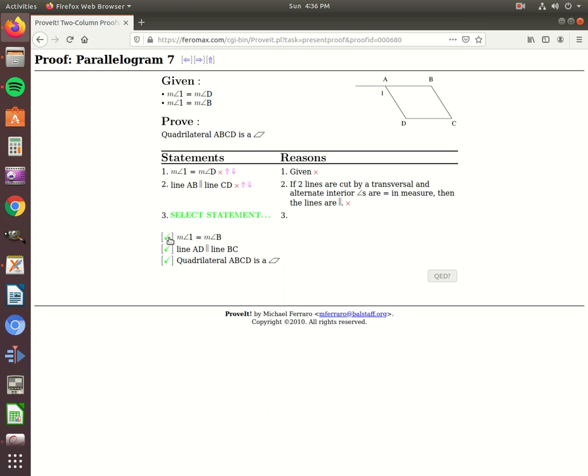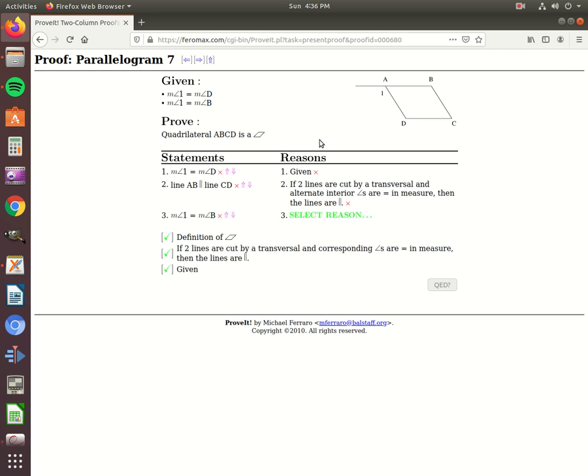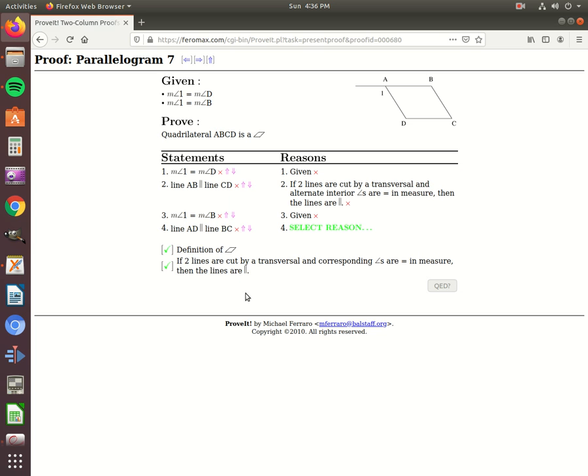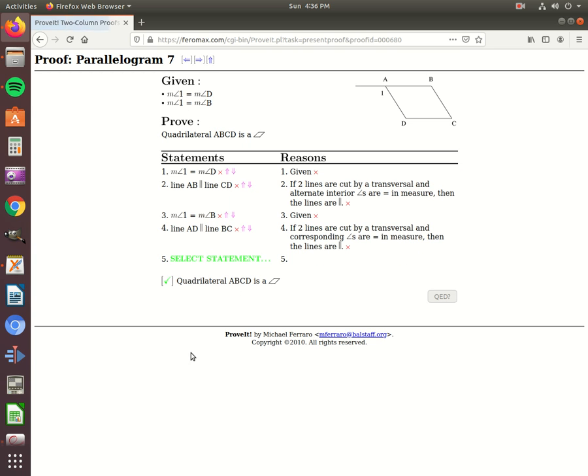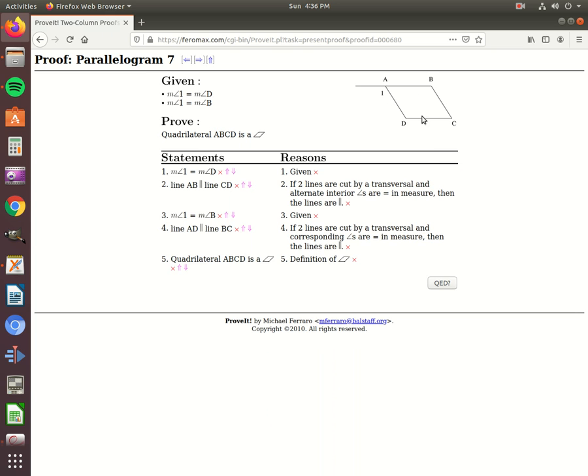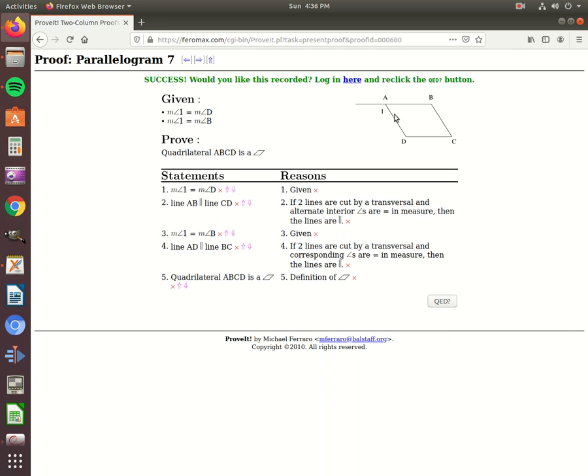Now I'll go with the next given, and 1 and B, those are going to be corresponding angles, right? So I can say that these lines AD and BC are parallel because of corresponding angles. And then finally, hey, this thing must be a parallelogram because that's the definition of a parallelogram, that all of the opposite sides are parallel. And that worked. And again, I could have changed the order here of 2 and 3.